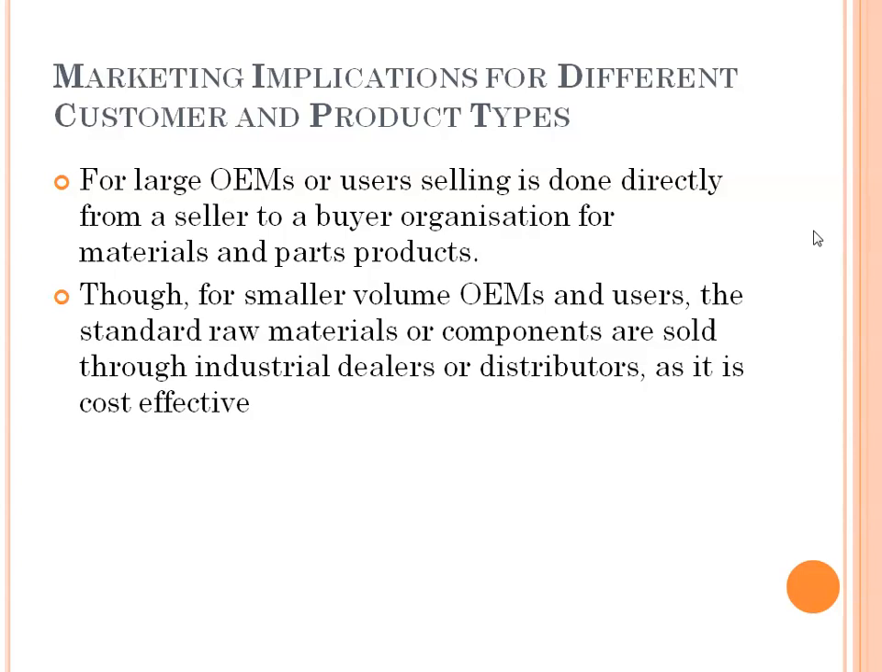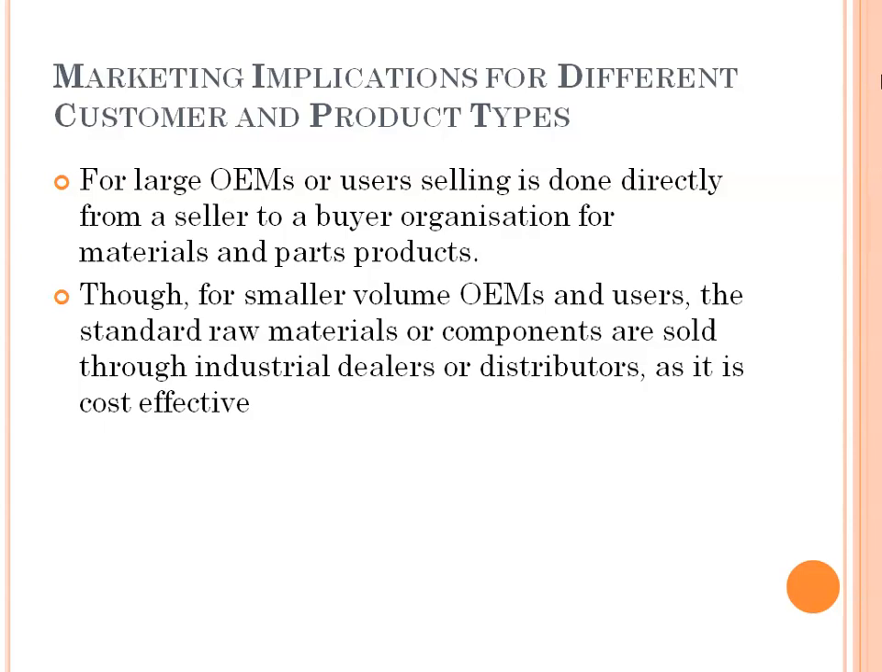Consider large original equipment manufacturers, that is, large OEMs or users. Selling is done directly from seller to the buyer organization for materials and parts. For smaller volume OEMs and smaller volume users, the standard raw materials or components are sold through industrial dealers or distributors, as it is cost effective.